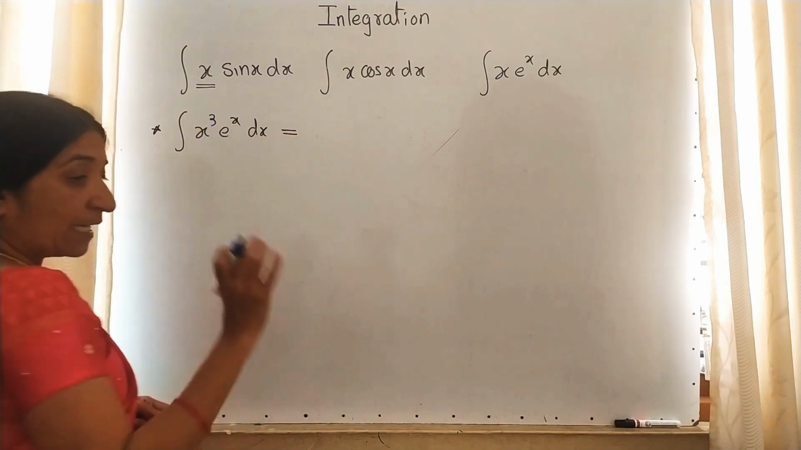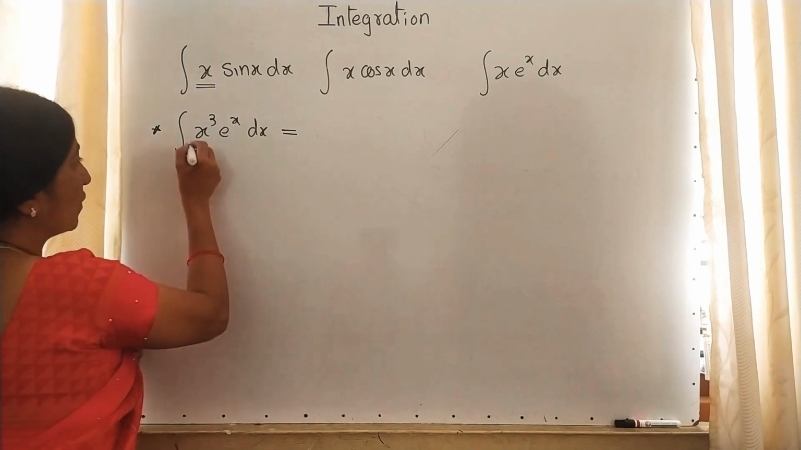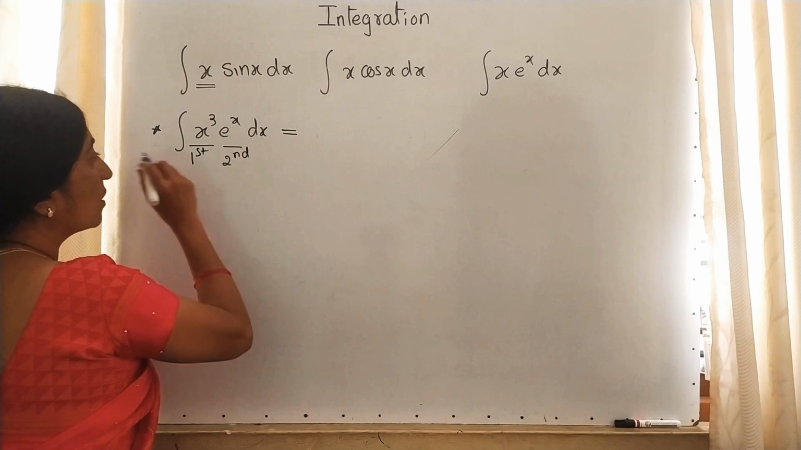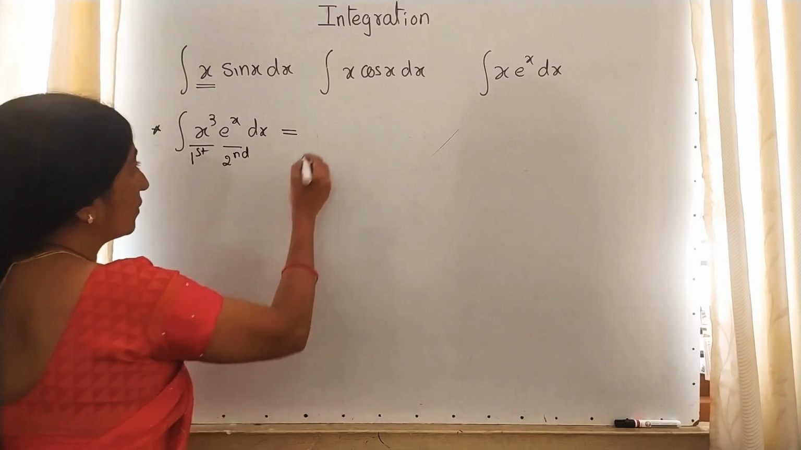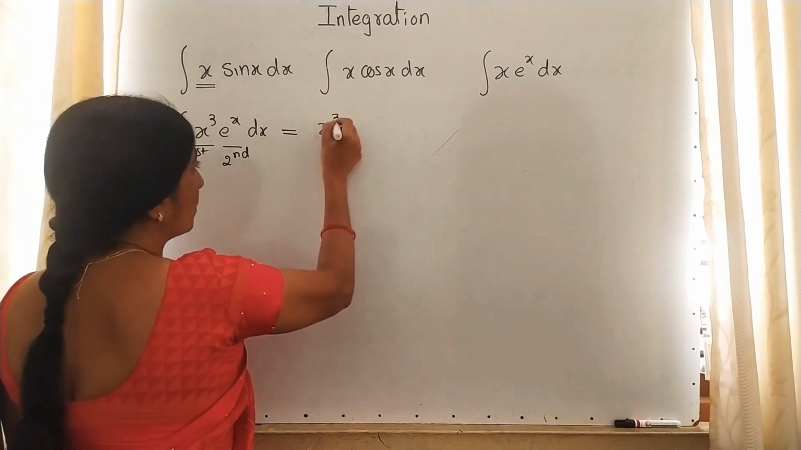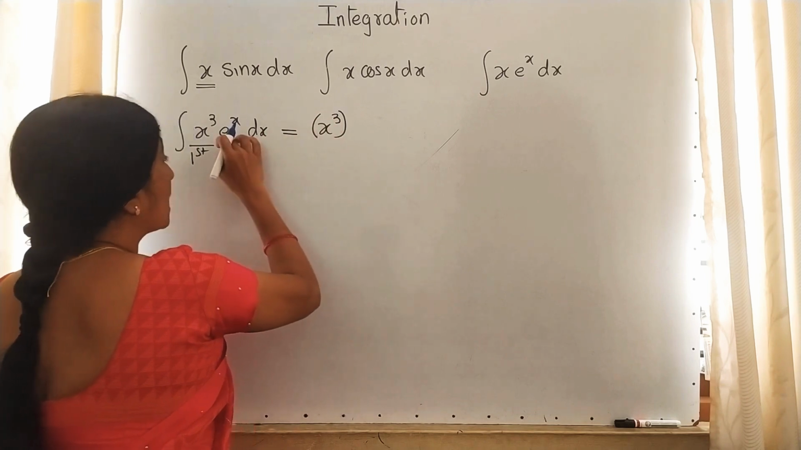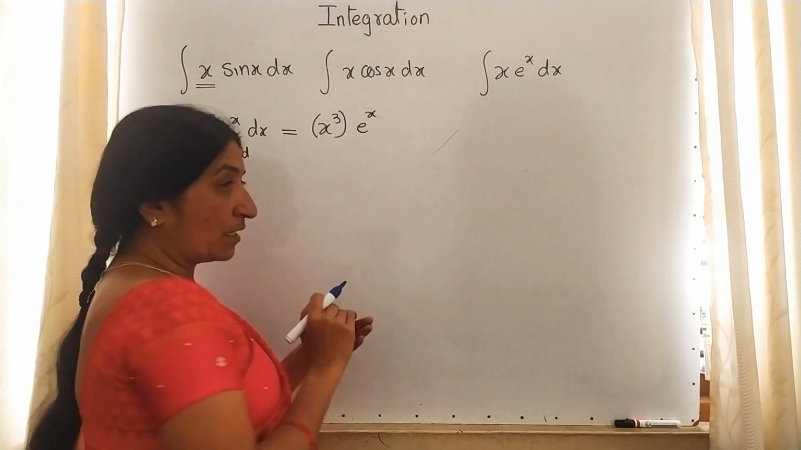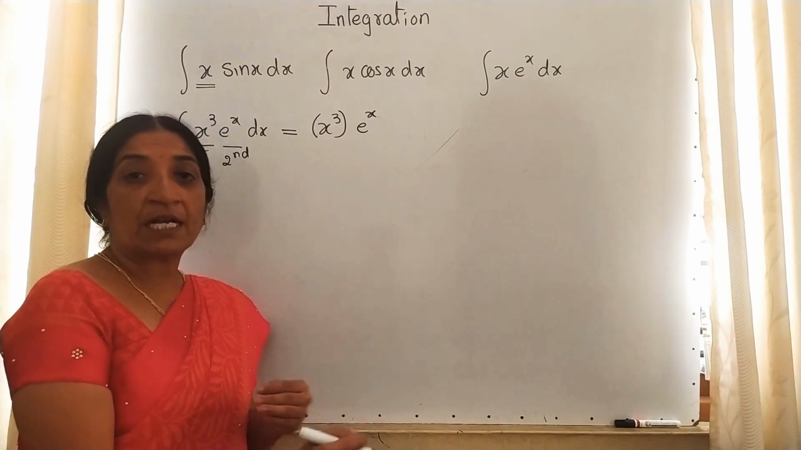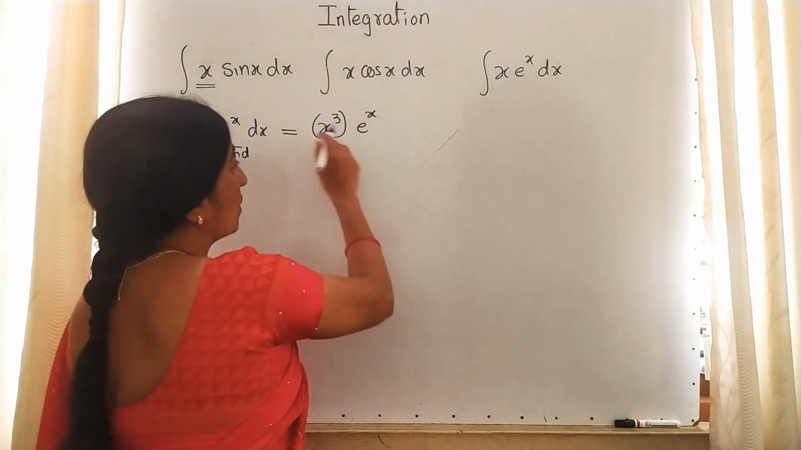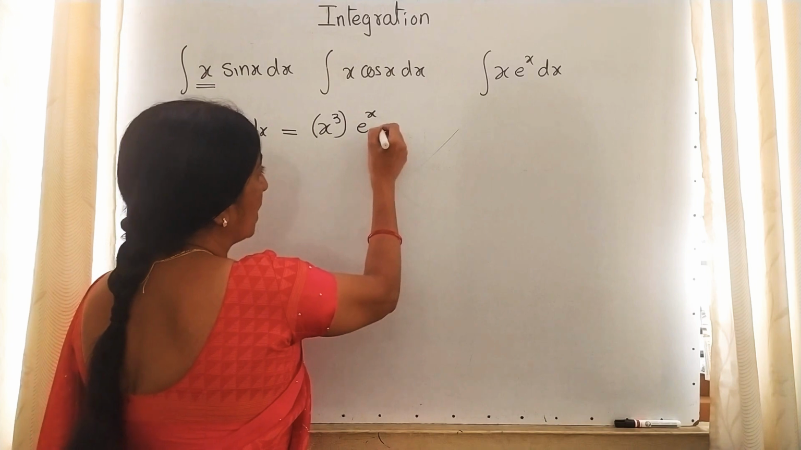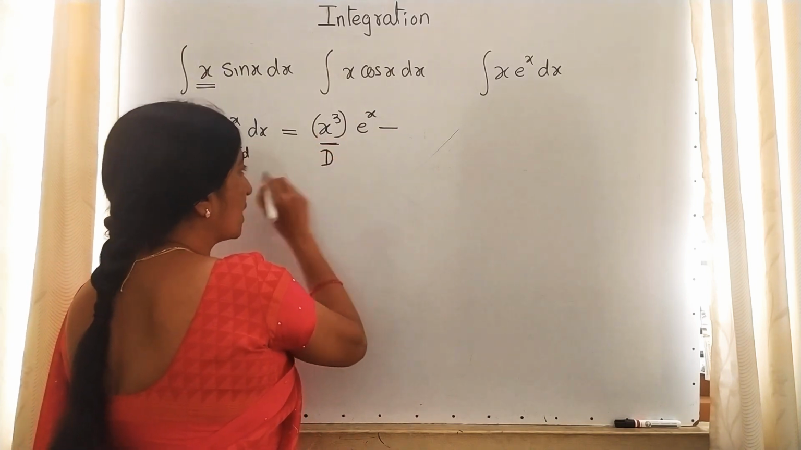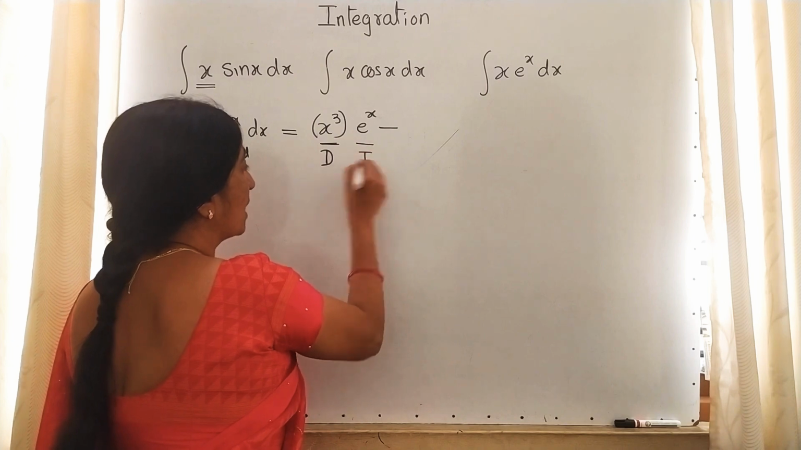Always select the algebraic term as the first function. This is the first function and this is the second function. The trick is like this. Keep the first function as it is, write it in the bracket. Integrate the second function, integration of e raised to x, and remember the sign comes alternatively, plus minus. Here first start with plus, then minus comes. Now differentiate this. So I am writing d for differentiation, and here I am writing I for integration.